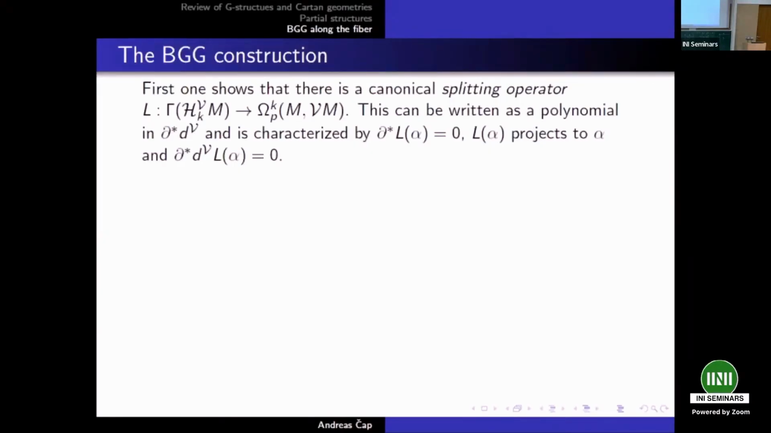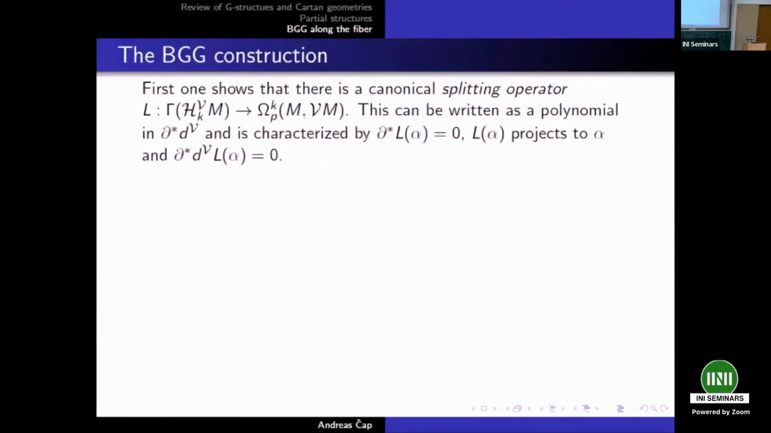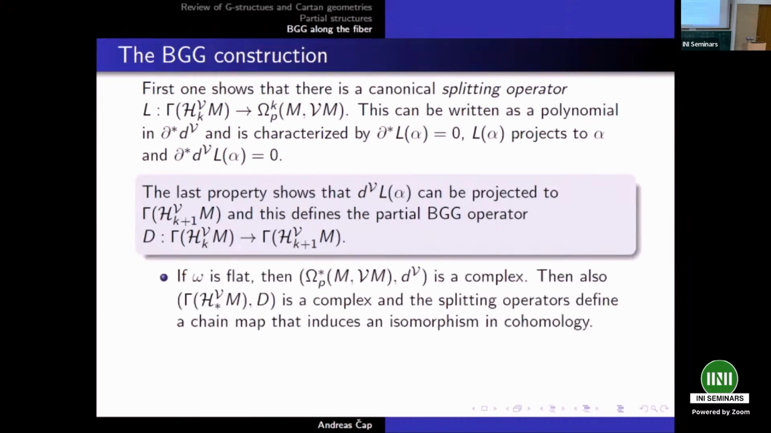You first construct the splitting operator. So these are partially defined K-forms, K-forms for which all the entries can come from F only. And so you have a splitting operator mapping a section of the homology bundle back to a partially defined K-form. And then you define BGG operators in the usual fashion. And you get the standard results.